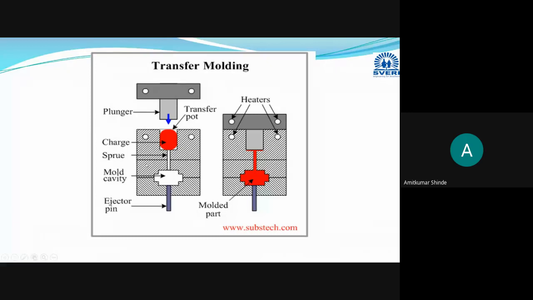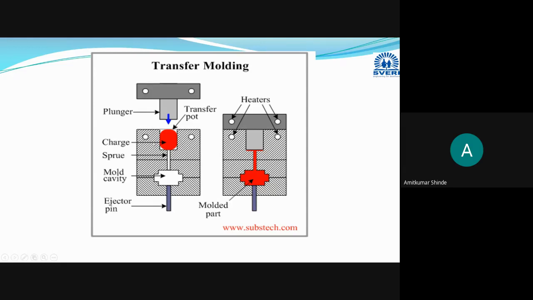Okay, first in the initial stage, the charge or raw material, also known as preform, is taken in the transfer pot or heating chamber. Then it is heated with the help of the heating system or heaters provided in that cavity. These rounded portions are nothing but the heaters.